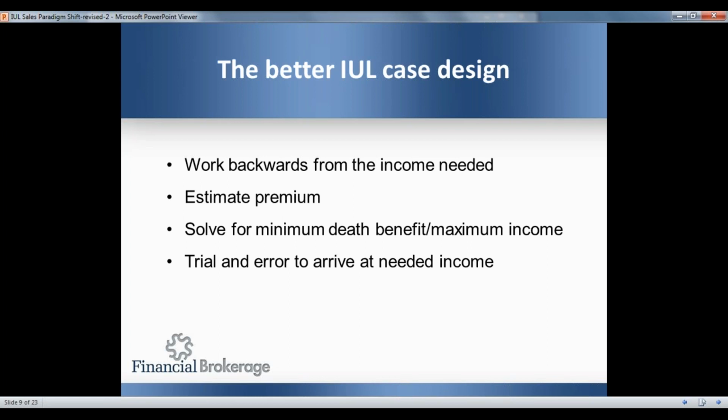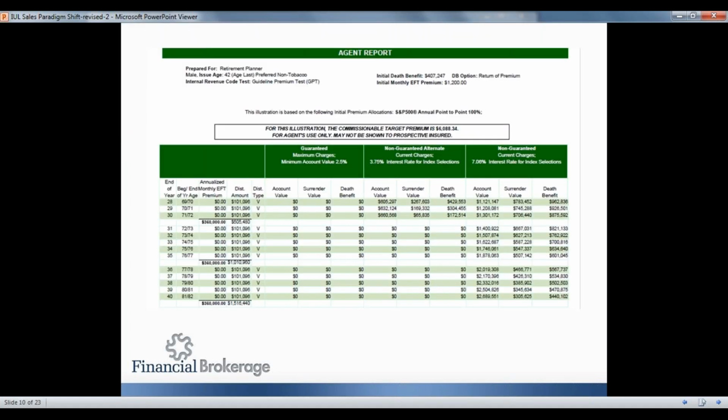So here's what we do for the better IUL case design, right? We're not starting with the premium the client said they can afford. We're going to work backwards from the income that they need. And to do this, we really just have to estimate the premium. So there's a little trial and error involved. We're still going to solve for the minimum death benefit and then the maximum income in retirement. Now, luckily, you don't have to watch me go through trial and error over and over again. I already did this, and I did this a few years ago.